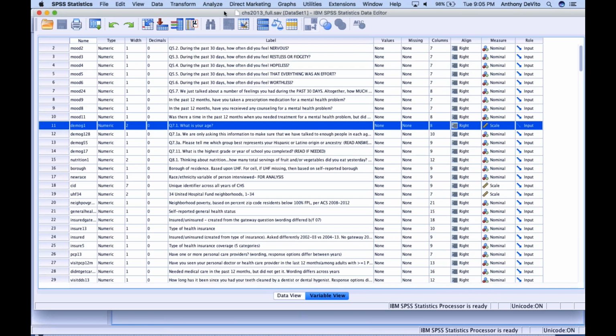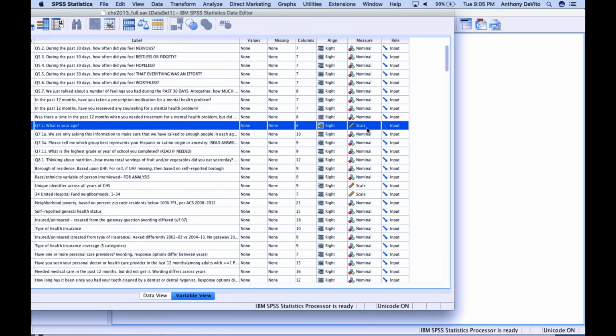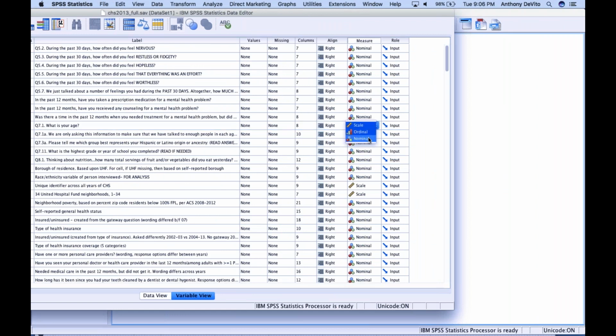SPSS is going to make a determination, or at least its best guess, on whether that's a scalar variable or a nominal variable. For the age, it's guessing it's a scalar variable. It's doing that by looking at the data. In the case of mood 1, it's guessing it's a nominal variable. Now, if they're saying exactly how many days out of 30, like 4 days out of 30, 7 days out of 30, 22 days out of 30, that would probably be more likely a scalar variable. But it may be instead that this data is stored in such a way that it's a categorical variable.